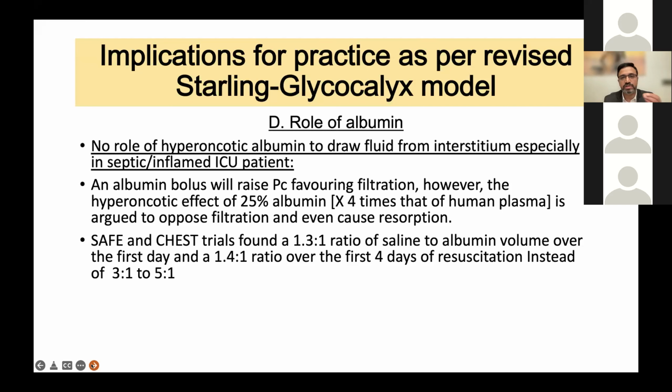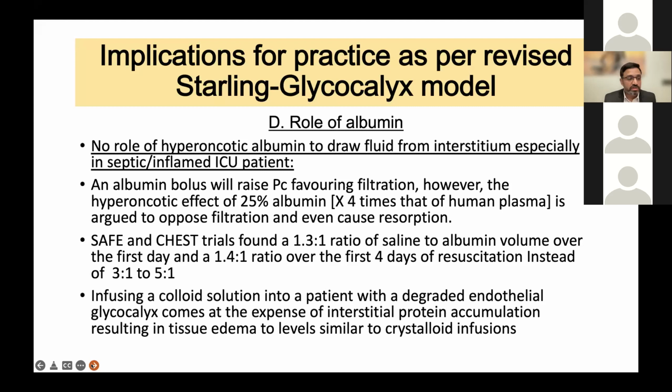And this is exactly what was seen in the SAFE and CHEST trials, where they saw that there's only a 1.3:1 ratio between saline and albumin volume, rather than 3:1 or 5:1, which we expect. We expect the colloid to have a 5:1 effect, so 1 ml of colloid should replace 5 ml of crystalloid, but that's not been so. It's only 1.3:1, 1.4:1. And besides, in infusing colloid to a patient who has a degraded endothelial glycocalyx, what's going to happen? Colloid is going to come out into the interstitium and further worsen tissue edema.